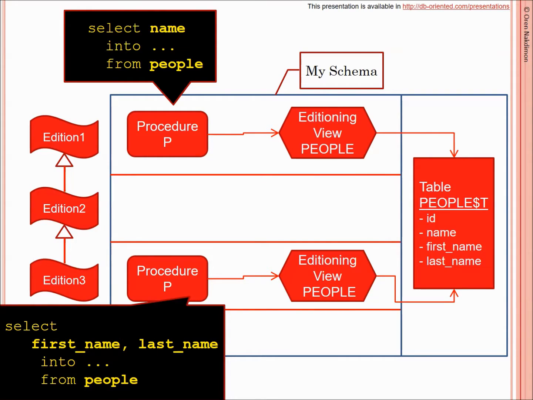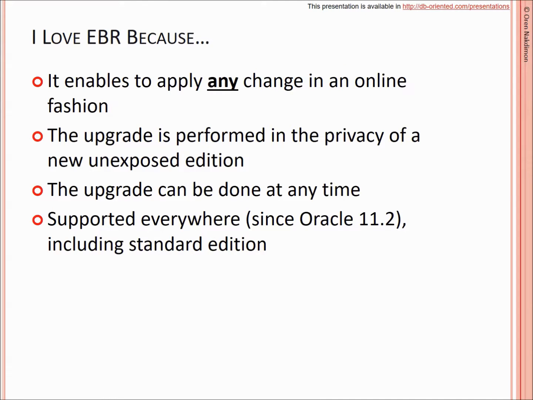I think EBR is really cool and useful. It enables us to do any change to active production systems, from a small bug fix to a major version upgrade, in an online fashion using hot rollover. We expose a new version, a new edition, while users are still using the old version, and different users may use 2 or even more versions at the same time.